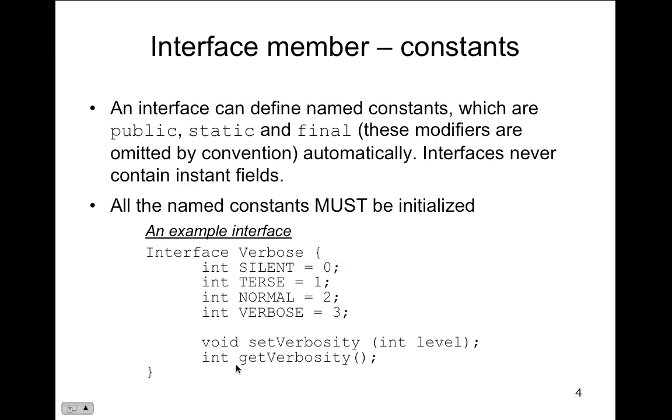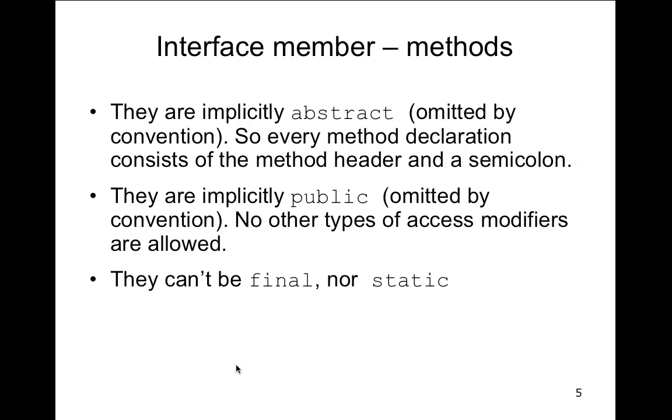It just doesn't mean anything. It won't work. I think if you put private in there, it might actually throw an exception, but I haven't tried it. So they are implicitly public, omitted by convention, and no other types of access modifiers are allowed. So yeah, it would probably throw an exception for you then. It wouldn't make any other sense anyway.